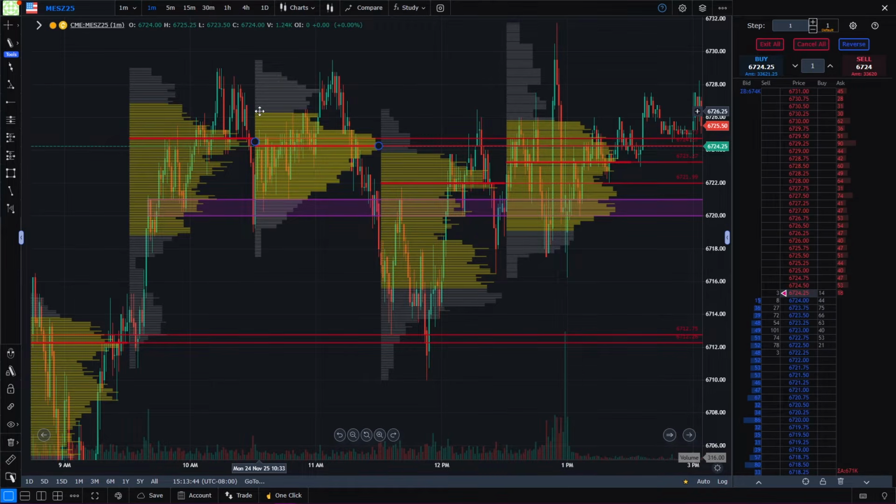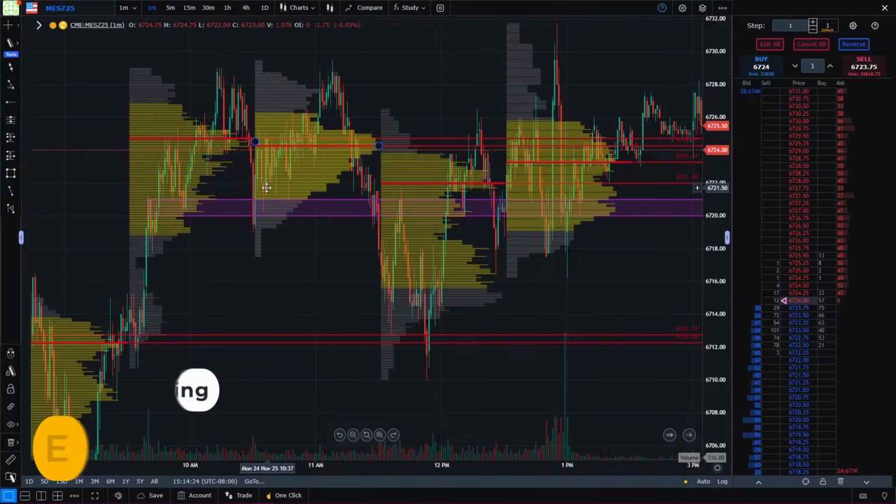So a balanced distribution would be something like this. We have the majority of the volume traded right in the middle. The POC is just slightly higher than 50%. And we have low volume traded up here and low volume traded down here. That means that buyers and sellers agreed on price in this particular area more often than not.